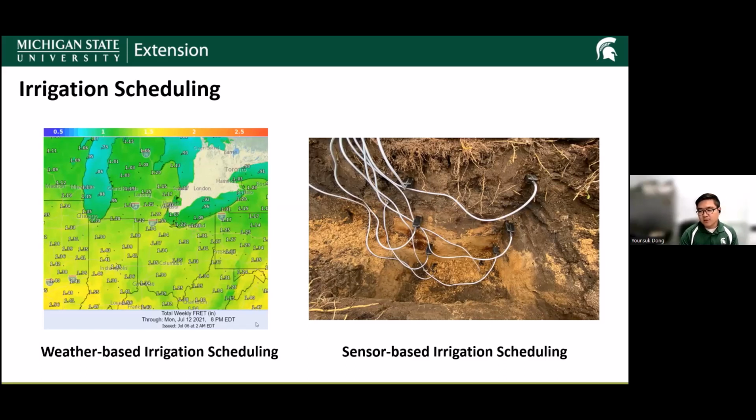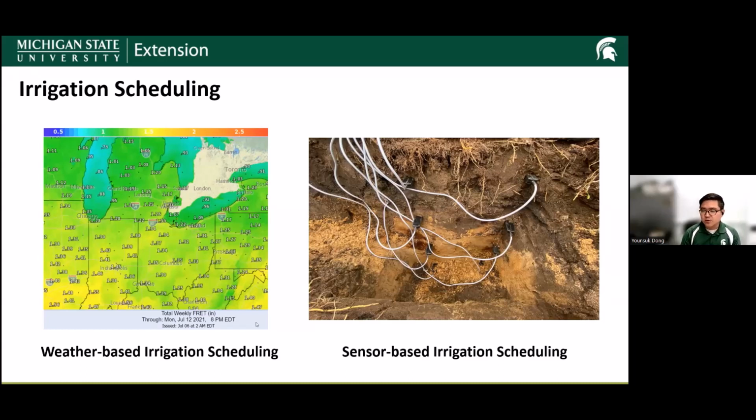The second method is sensor-based irrigation scheduling. The common way to do sensor-based irrigation scheduling is using soil moisture sensors. So you can install the soil moisture sensors at multiple depths to look at how the water infiltrated after irrigation or after rainfall. You can also estimate the current available water in the soil.